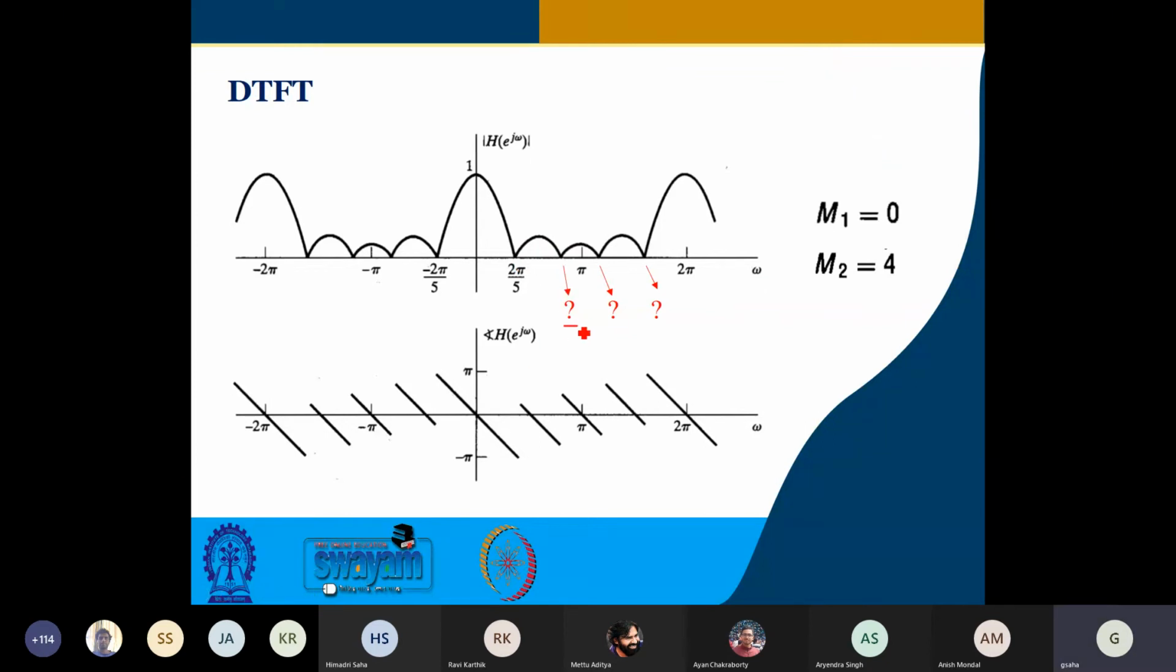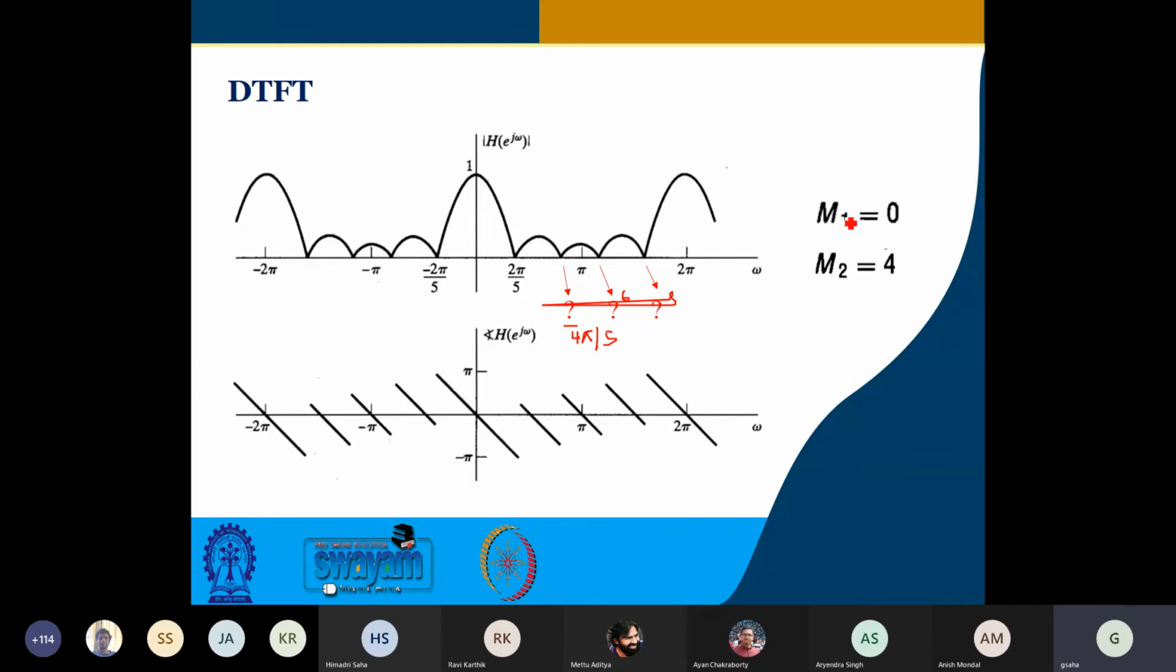Next 0 will come where? What is this point? Four pi by 5. All of you can understand that? It is 4 pi by 5. Right? So this will be 6, this will be 8, and this is 10. Is it fine? And of course there is a repetition and all. And pi comes somewhere in between these two, 4 pi by 5 and 6 pi by 5.